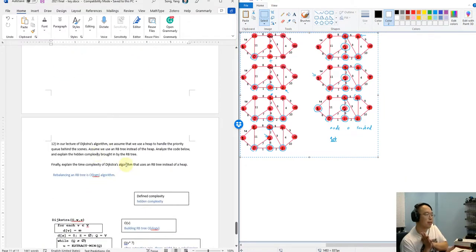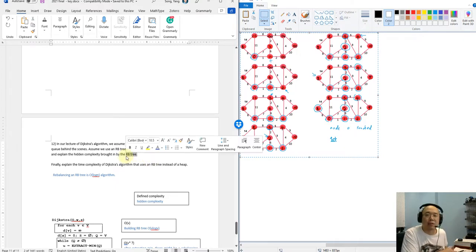So the next one: in Dijkstra's algorithm, we have a min heap to handle the priority queue. Every time we want to extract the min from the priority queue, from a min heap, what do we do? We grab the top value, right? And then we fix the heap. And I have a funny idea. How about we use an AVL tree as a priority queue instead of a min heap?